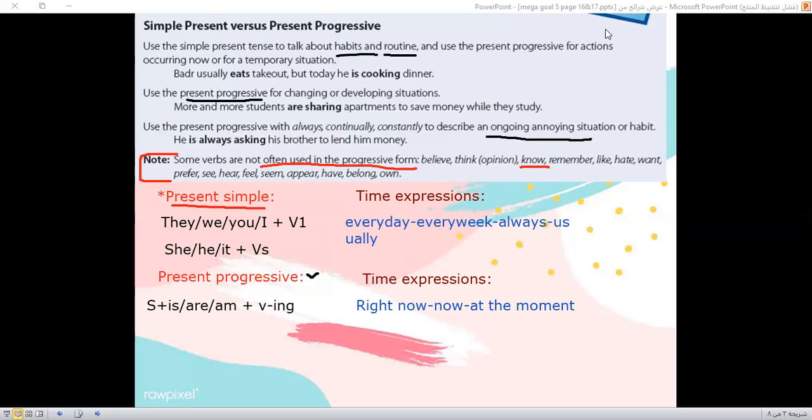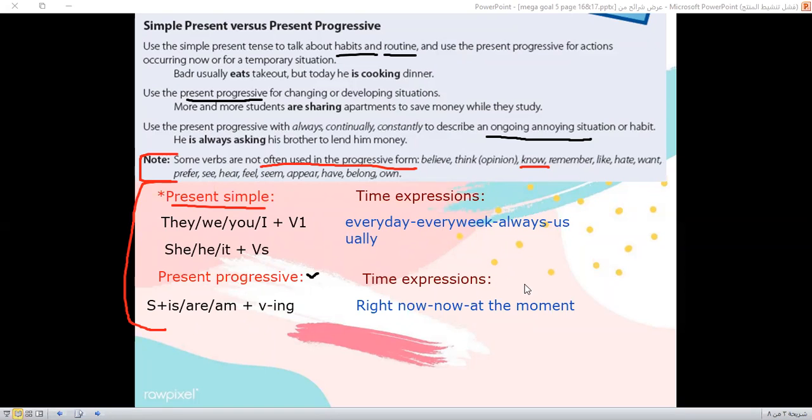Is it clear? Is everything clear? Yes. Yes, it's clear. Okay. Did you write this in your notebook? Have you finished writing this? Yes. Okay.